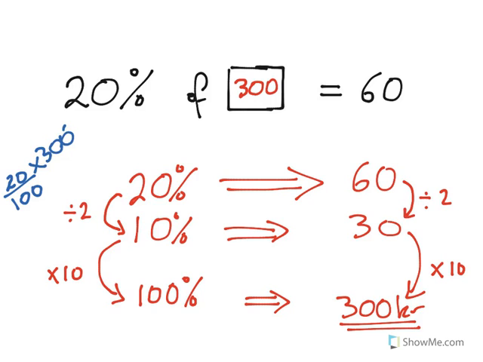Well, I've got a 0 here that will cancel with this 0, and a 0 here that will cancel with this 0. So I get 20 times 3 equals 60. So my check confirms that I haven't made a silly mistake in my calculation, and that it is true that 20% of 300 equals 60.